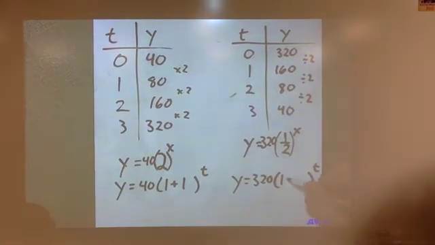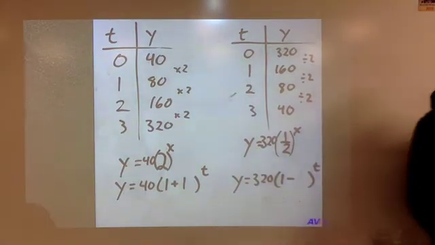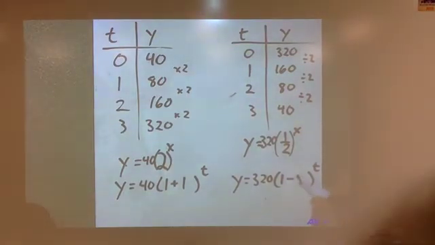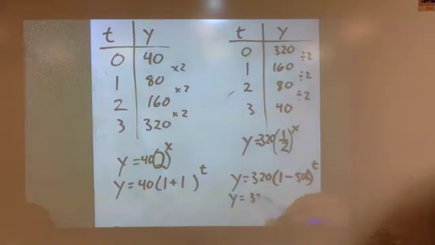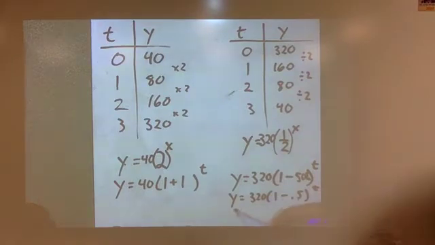And what is half of something? It's 50% of something. You're decreasing by 50%, and to turn 50% into a decimal, you move it over twice and it becomes 0.5. So you've got 1 minus 0.5, and 1 minus 0.5 is 0.5. So you get 320 times 0.5 to the t.